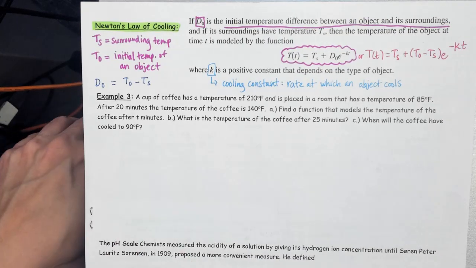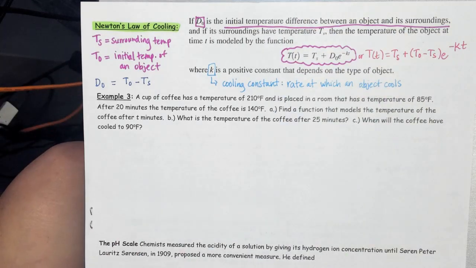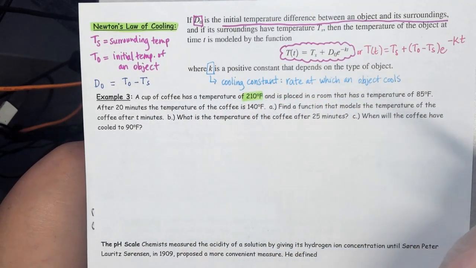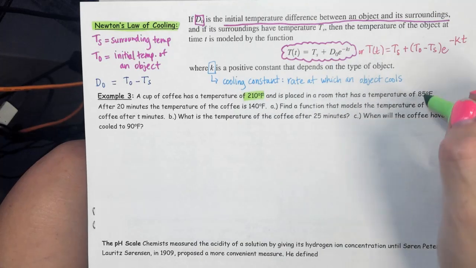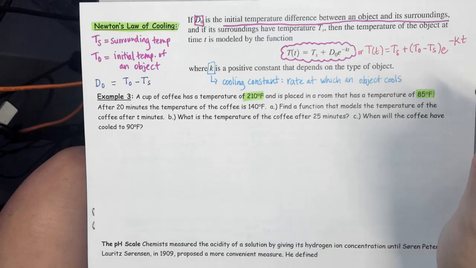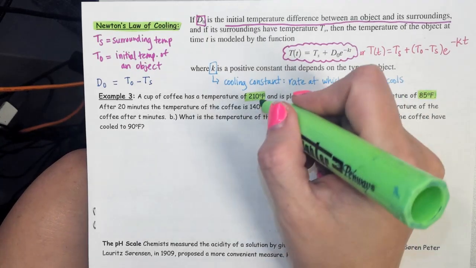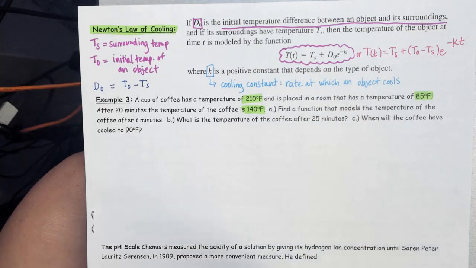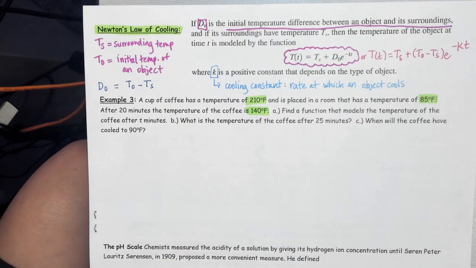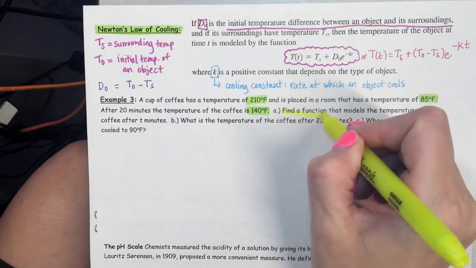Okay, so in example 3, we have a cup of coffee that has a temperature of 210 degrees Fahrenheit. It's placed in a room that's 85 degrees Fahrenheit, which we laughed about earlier because people were saying that's a really warm room. I agree. And then after 20 minutes, the temperature of the coffee is at 140. We are going to find a function that models the temperature after t minutes.